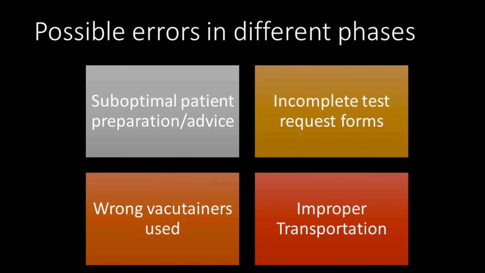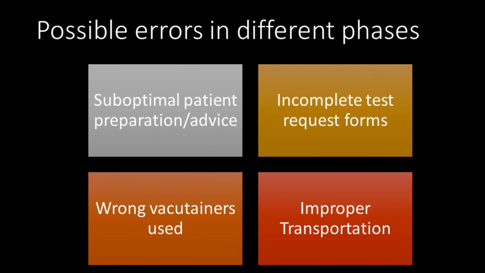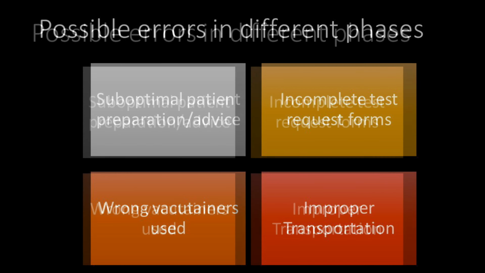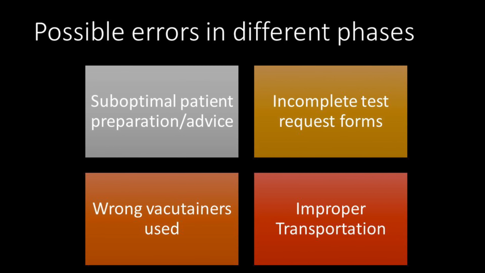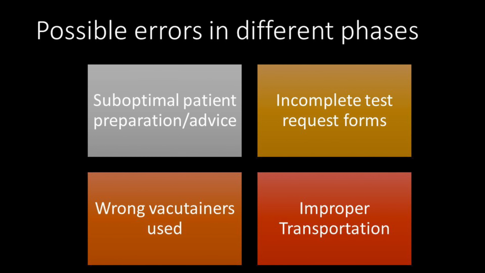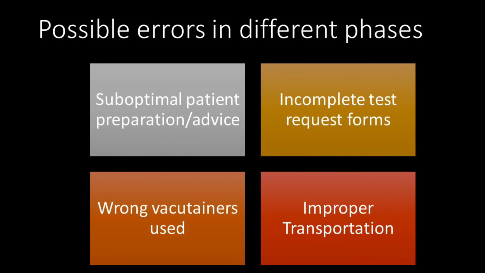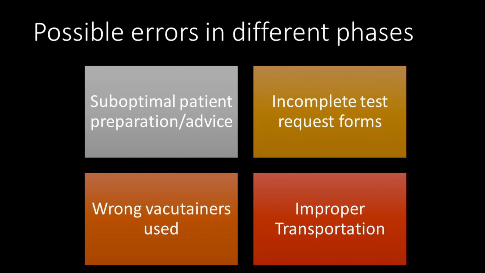Some of the possible common errors that can occur in the three different phases of analysis are suboptimal patient preparation, incomplete test request forms, using the wrong vacutainers, and improper transport of the samples that have been collected.